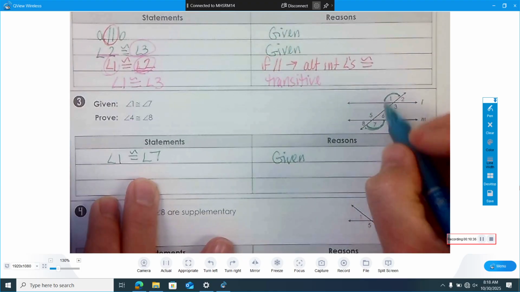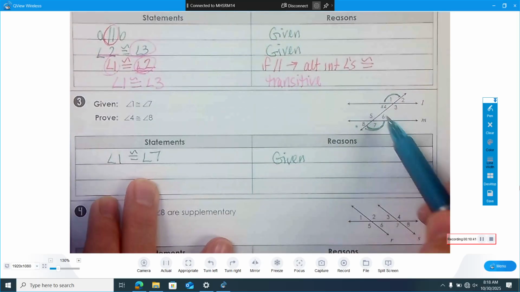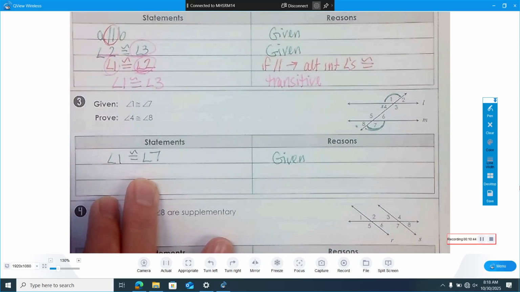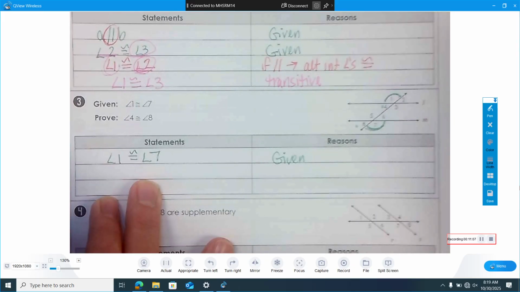And I'm trying to show that angle 4 is congruent to angle 8. So I'm putting a little dot to help me see that. Angle 4 is supposed to be congruent to angle 8. So how are we going to get there? No, 1 and 8 would be same side exterior. No, we were talking about 4 and 8. Corresponding. All right, those are corresponding.